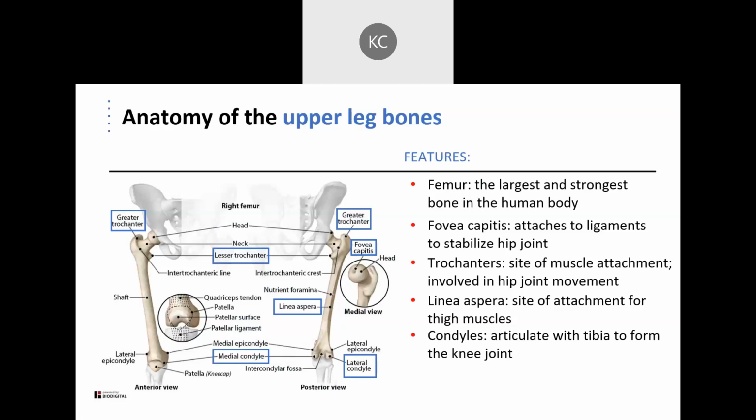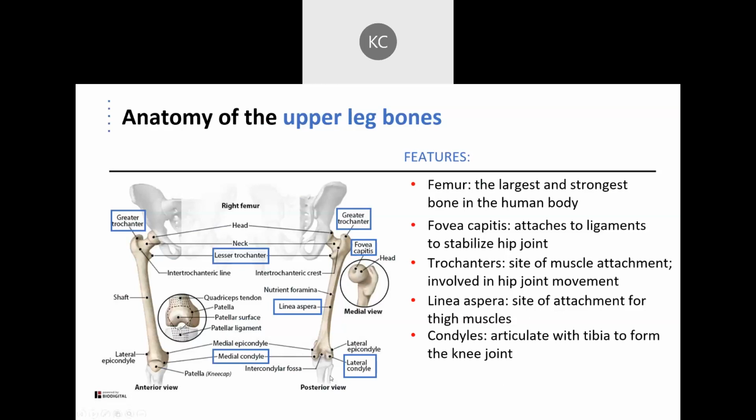We then have condyles. A condyle is a smooth, rounded portion of a bone, and we have these lateral and medial condyles that articulate with the tibia to form our knee joint. And so this is what helps form our tibiofemoral joint, or our actual knee joint. And you have a lateral and a medial. The lateral is more laterally located.